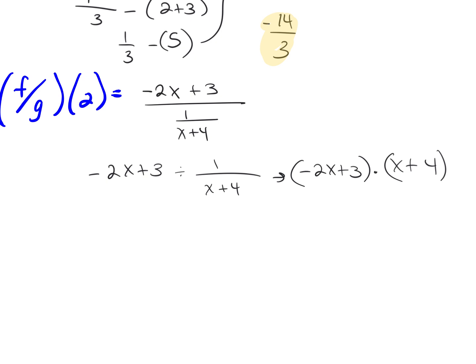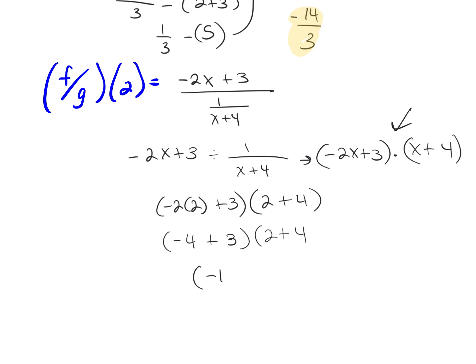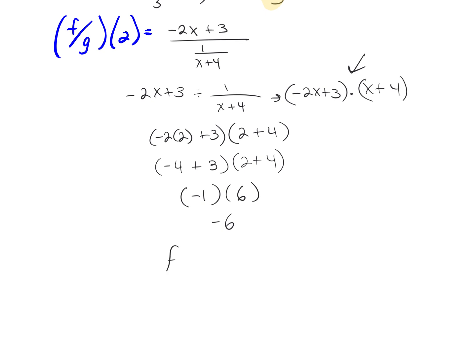Now, all right, so I'm going to do this one. So I'm just going to go ahead and plug in a 2. It'll be negative 2 times 2 plus 3, then times 2 plus 4. So it's going to become negative 4 plus 3, and then 2 plus 4. This ends up being negative 1 times 6. So I end up with negative 6. So you can say F divided by G times 2 is equal to negative 6.